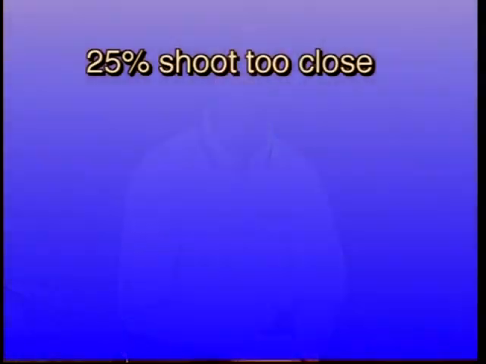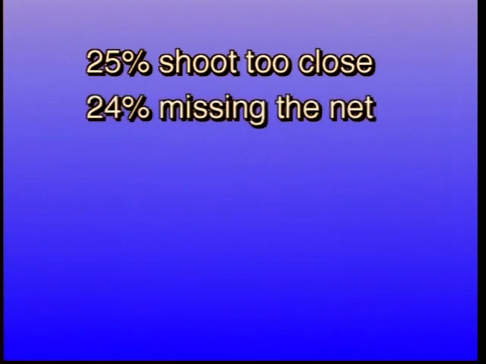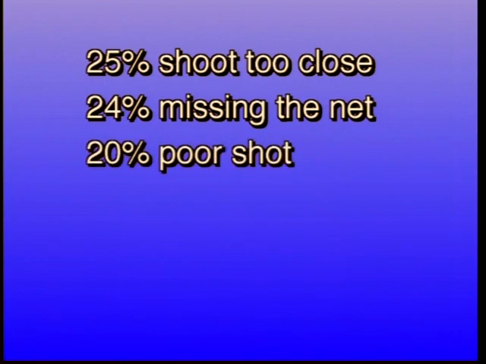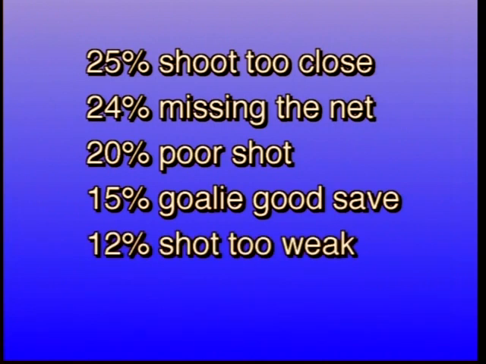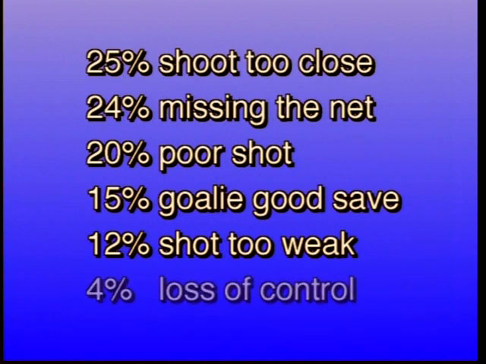Here's a list of why players miss when shooting. 25% shoot too close, cutting down their angle on their shot. 24% miss the net, shooting too wide or too high. 20% take a poor shot, either lack of technique or maybe the wrong shot. 15% the goaltender makes a good save. 12% the shot is too weak, lack of shooting strength. 4% loss of control of the puck, and that would be lack of stick handling skills.